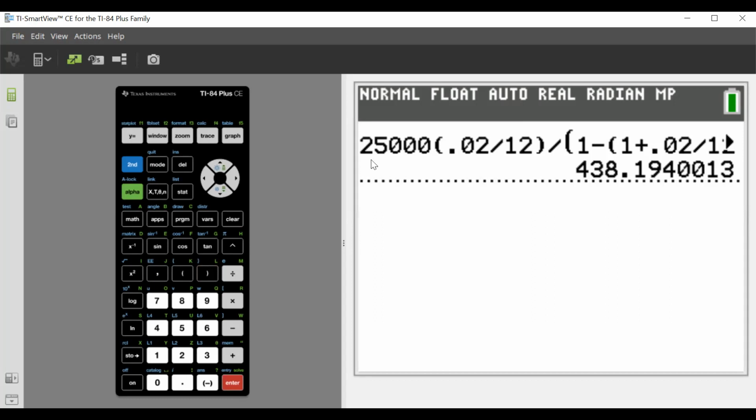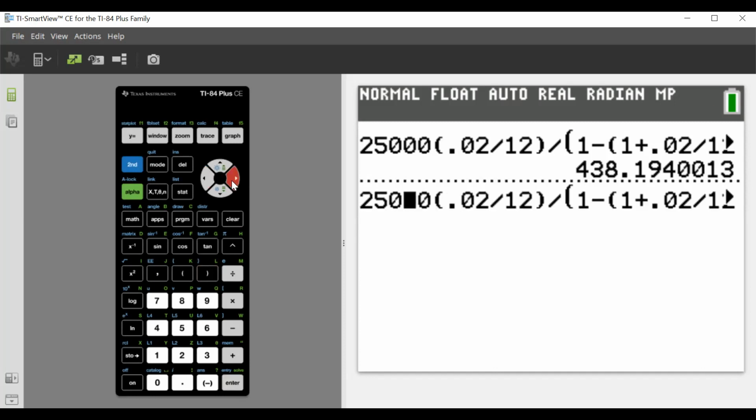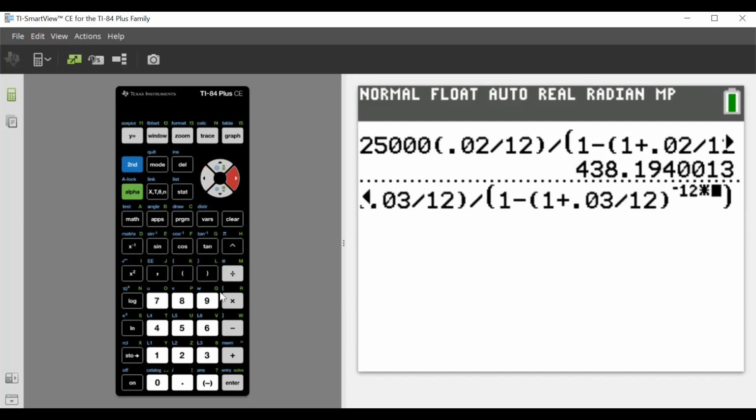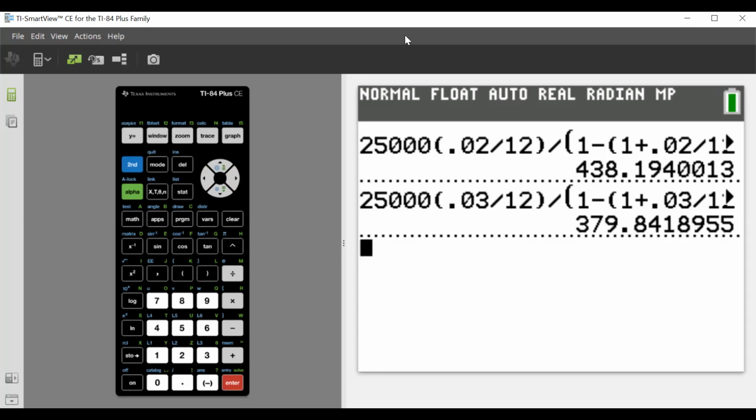Okay. Now we're going to do this again. We're going to cheat because we can do that on this calculator, and we're going to change what we have to change. Instead of 2%, it's 3%, and we'll put that one at 3% as well. And instead of 5 years, it's now going to be 6 years. And now it says, okay, for the 6 years, we're only going to pay $379.84 per month. Okay, so let's write those down.